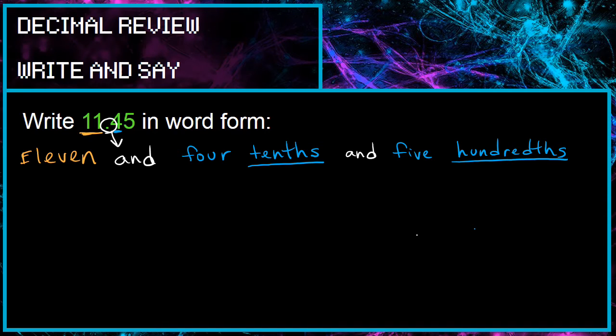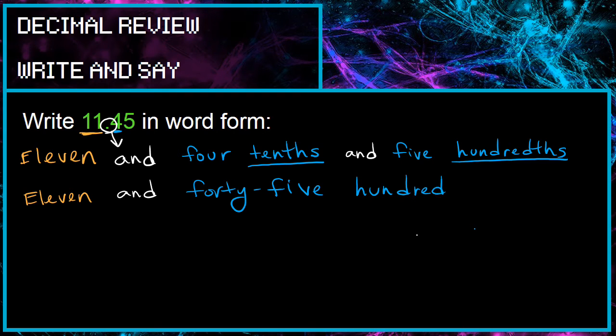Or what we can do is now we can write this and combine the tenths and the hundredths place to shorten this phrase out. And so once again, we're going to start to the left. So we can write this as 11. We use the word and for our decimal point. And then we can write this as 45. And we use the last place value, hundredths.